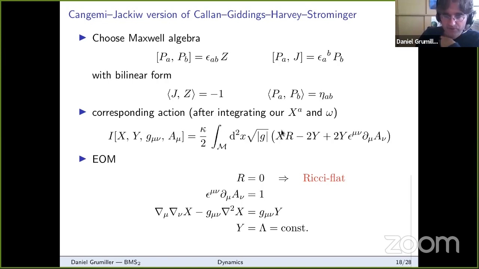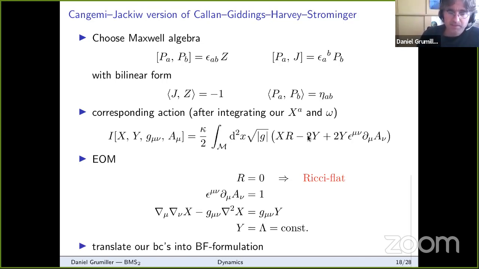And it's straightforward to derive the equations of motion. The first one, when you vary the dilaton, establishes that all solutions are Ricci flat, which is precisely what we want for flat space, asymptotically flat space. Varying the gauge connection establishes that the dual field strength is 1. So there's some electric field. Then varying the metric gives some second order equations for the dilaton field, and varying the auxiliary field Y just establishes that Y on shell is some constant. And when you integrate out the gauge connection, you get back the CGHS action, which just consists of XR minus some constant.